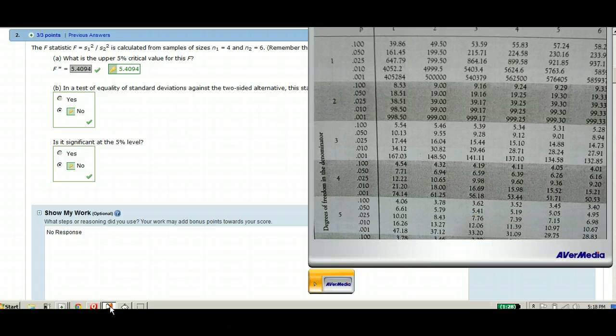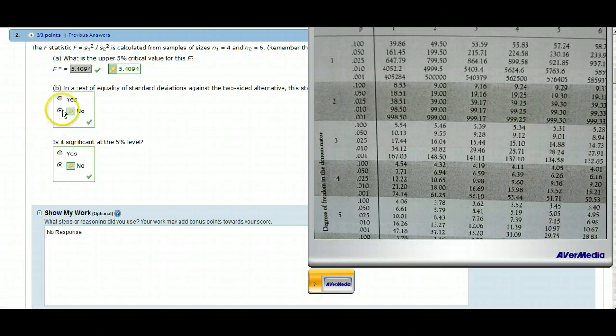Now I noticed that in their answer, they have more decimals because they're probably using some other kind of statistical software. If you enter 5.41, it'll count it correct. So don't worry about being off by minor decimals because it depends on how many places you take your decimals out to when you do your calculations and what tables or software you use. But that's how you use that table there.